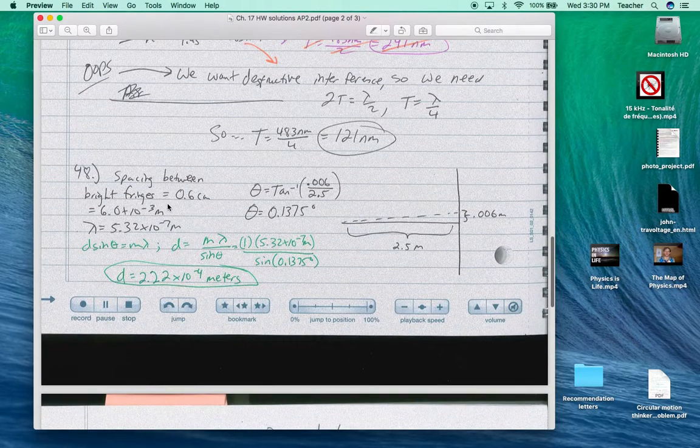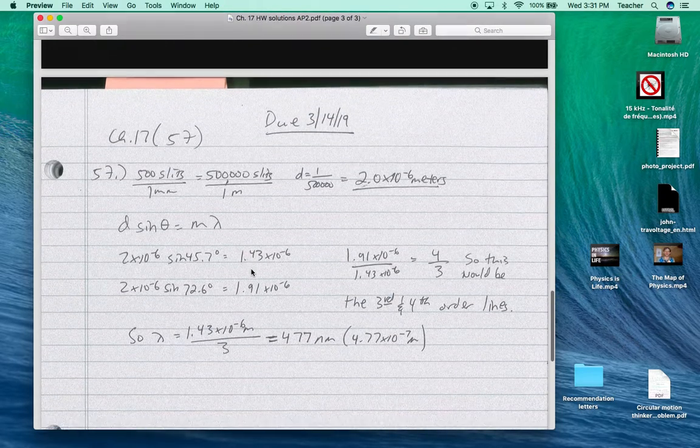Number 48 tells you the spacing between the fringes here is 6 centimeters. That's 0.06 meters. This distance is 2.5. We're going to use inverse tangent to get that angle. Go back to the d sine theta to get the distance between the slits. So that's 2.2 times 10 to the negative fourth meters.